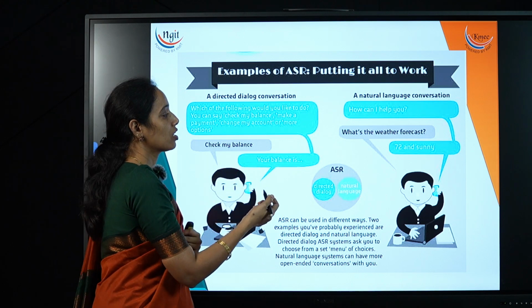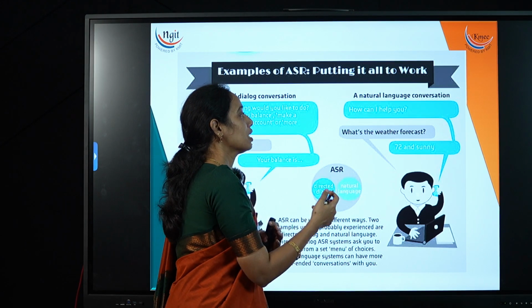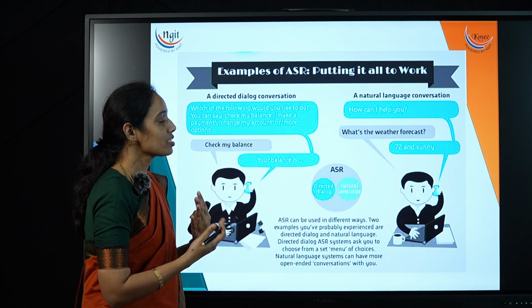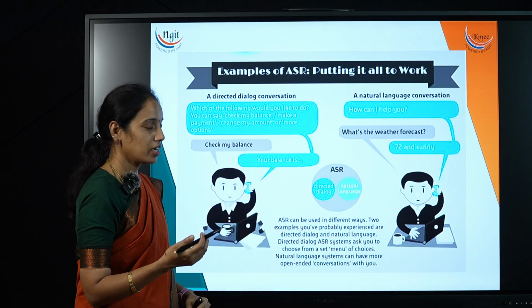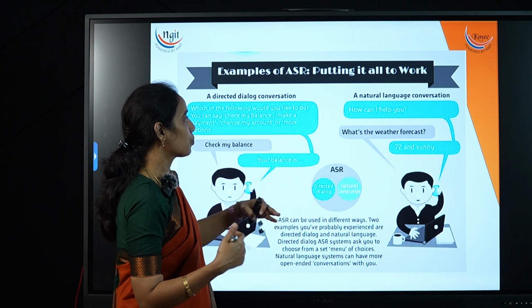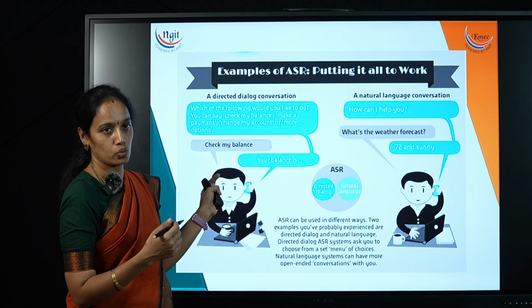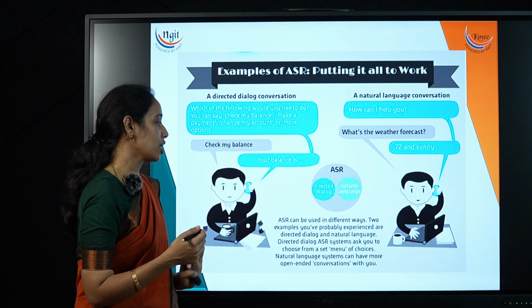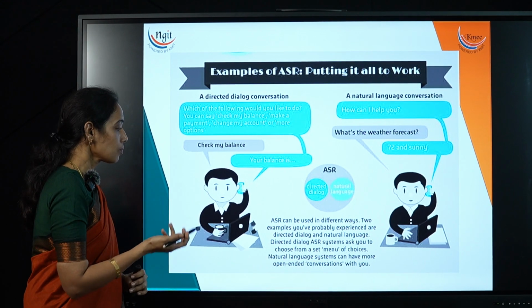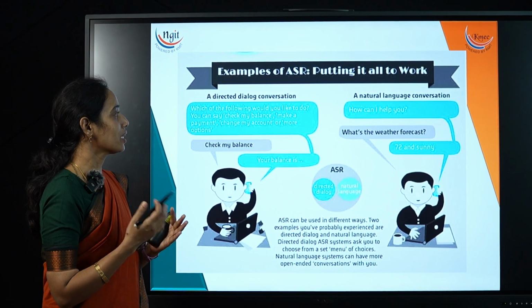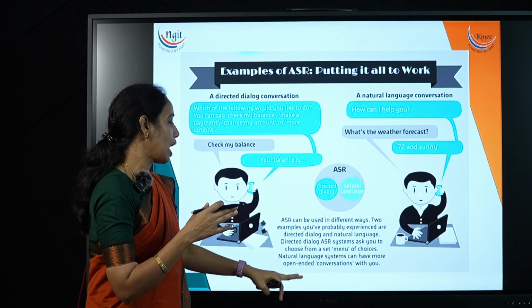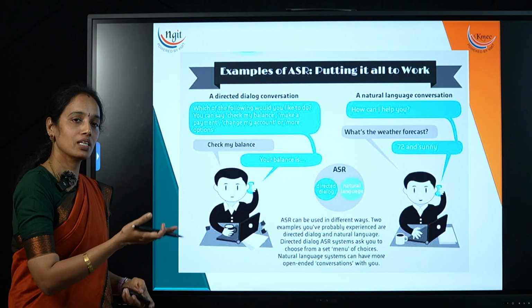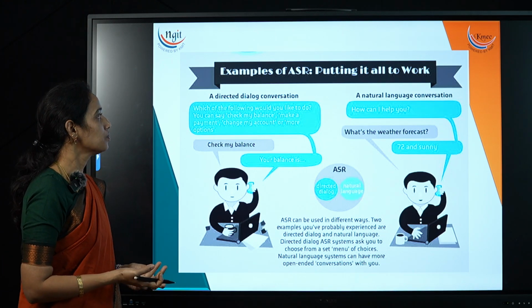And natural language conversation is something like, it asks "How can I help you?", you say "What's the weather forecast?", then it is going to respond. So ASR can be used in different ways, but two examples we probably experience are these two, directed dialogue and natural language conversation. In directed dialogue we choose from a set menu of choices, whereas in natural language we have open-ended conversations directly with the person.